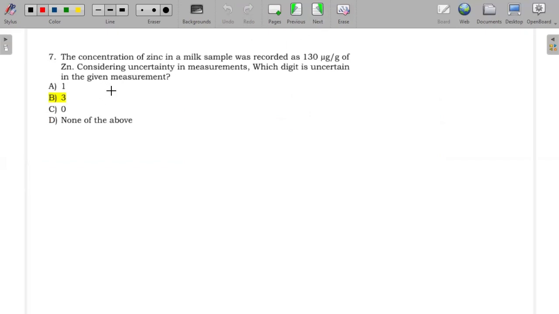Okay, next. Now here there's the answer. So here they said the concentration of zinc in a milk sample was recorded as 130. Consider the uncertainty in measurement. Which digit is uncertain in the given measurement? We said the last significant figure. No wonder the answer there was just 3, because this 0 is not significant. There's no decimal point there.